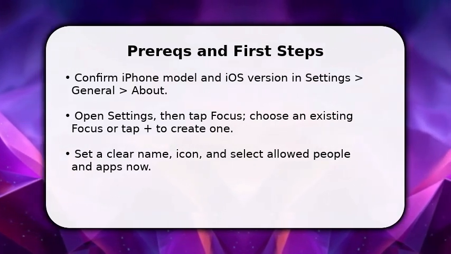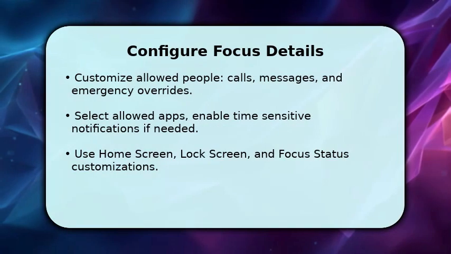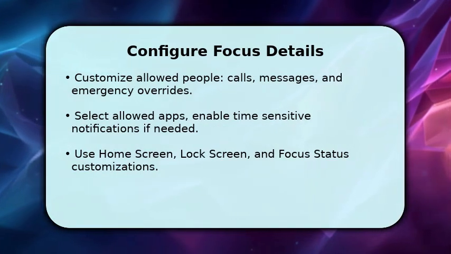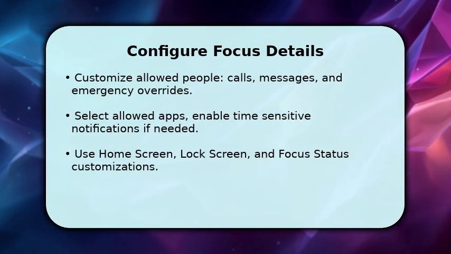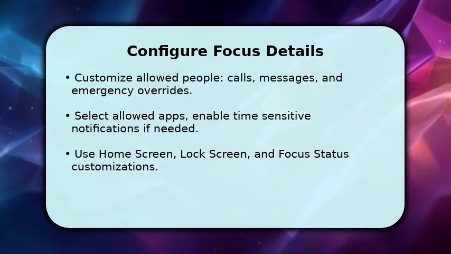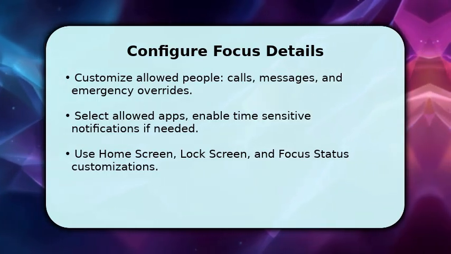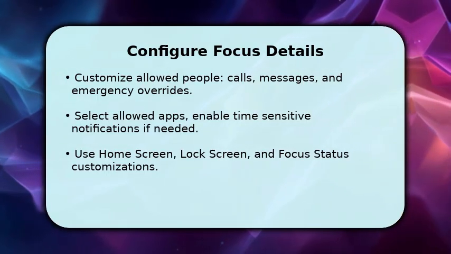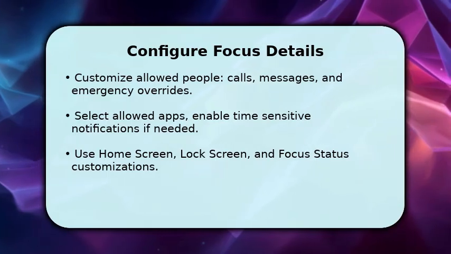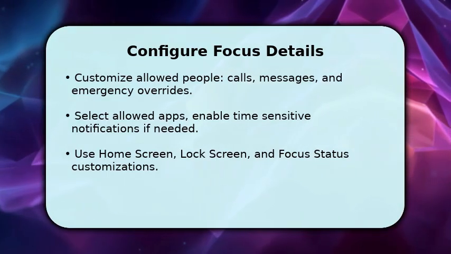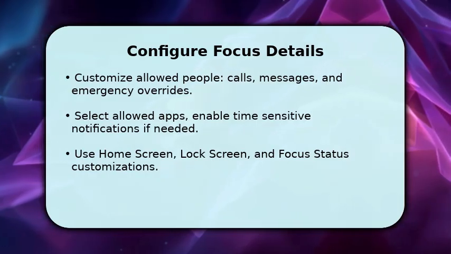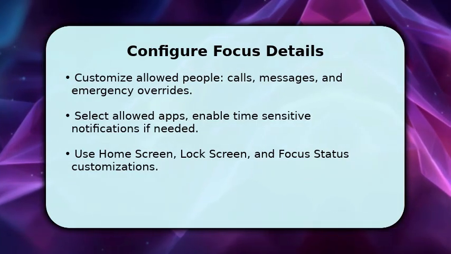Now configure the detailed behavior of your focus so it fits real use. You'll select which people can contact you, allow calls or messages, and set emergency bypasses if necessary. Next, add allowed apps. Use the time-sensitive toggle to permit critical alerts. Then customize home screen pages to hide distracting apps and adjust the lock screen to dim notifications.